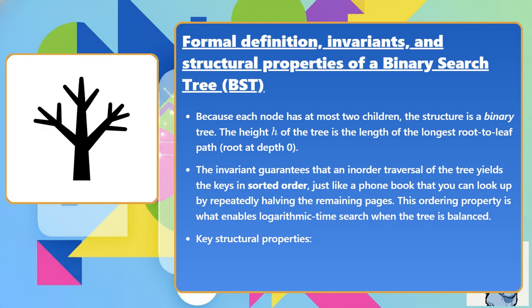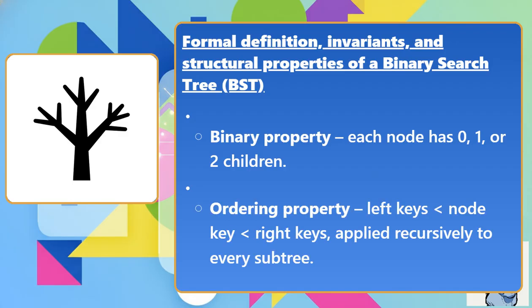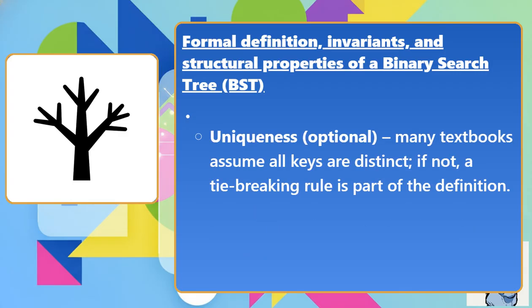Key structural properties. Binary property: each node has 0, 1, or 2 children. Ordering property: left keys less than node key less than right keys, applied recursively to every subtree. Uniqueness is optional; many textbooks assume all keys are distinct. If not, a tie-breaking rule is part of the definition.